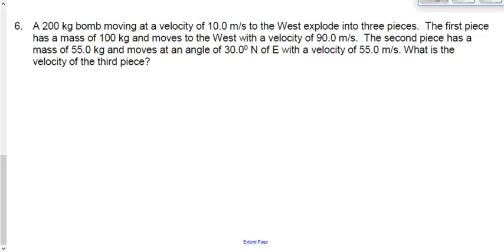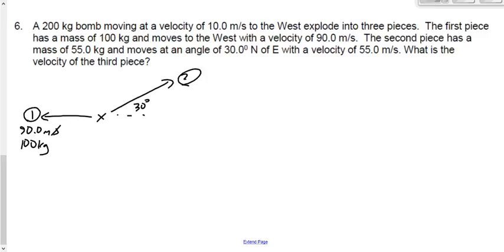The first piece has a mass of 100, the second piece 55, and the third piece is going to go off somewhere we don't know where. This was a little bit different than question 4 and 5 because the bomb is moving before it explodes. Here's our explosion point right here. When this 200 kilogram bomb explodes, we have one piece going to the west at 90 meters per second. We're going to call that piece number 1, 90 meters per second, and its mass is 100 kilograms. We're going to say that the second piece goes 30 degrees north of east, at 55 meters per second, and it's 55 kilograms.